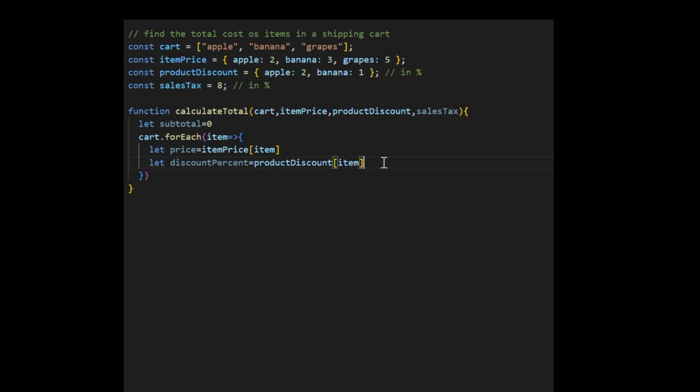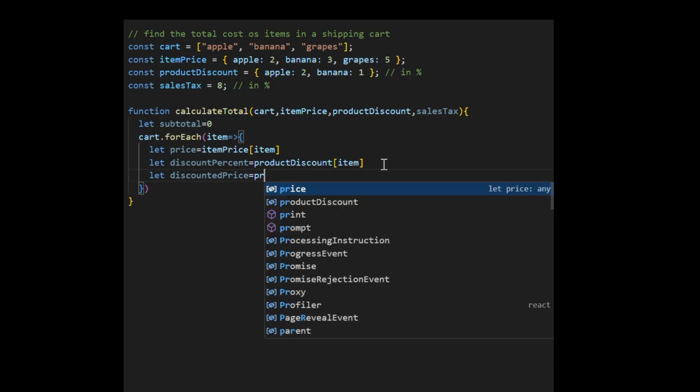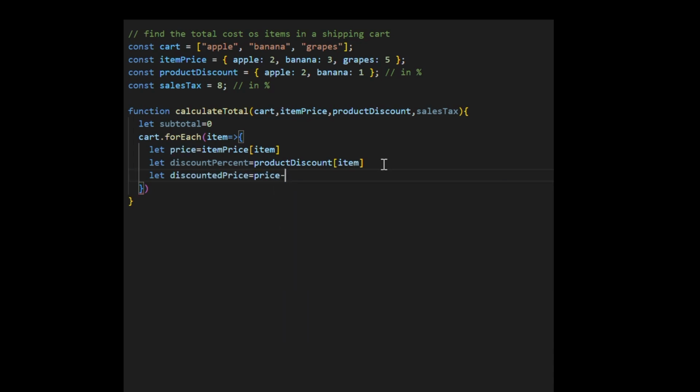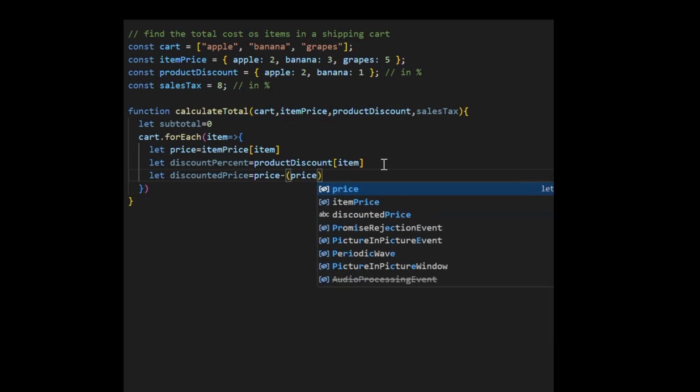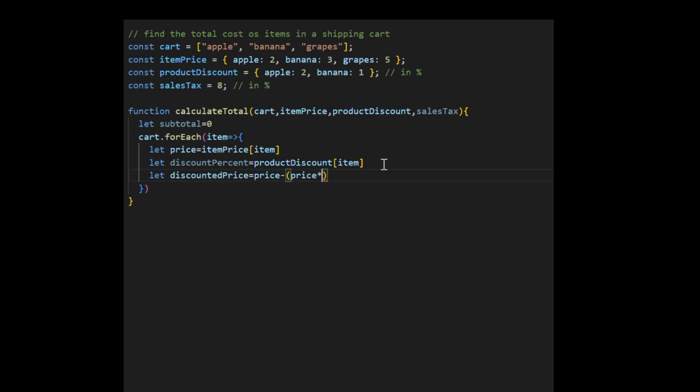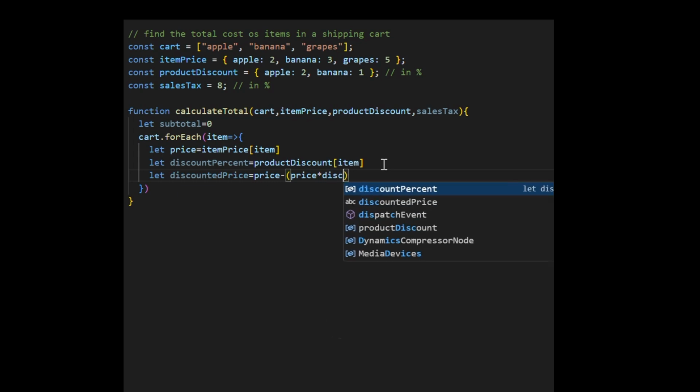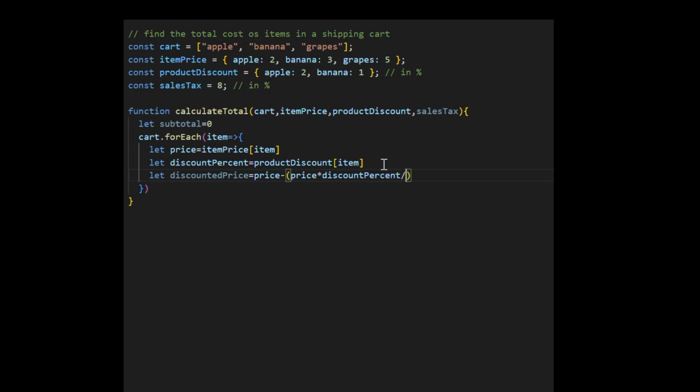So we have the product discount. Now we have the discount price, like after discount, what's the price? Discounted price equals base price, that is initial price, minus the discount we are getting, that is price into discount percent by 100. So for this we get the price after discount.